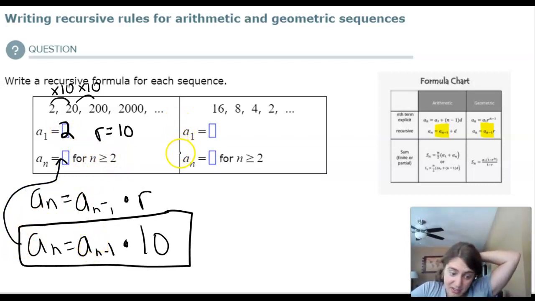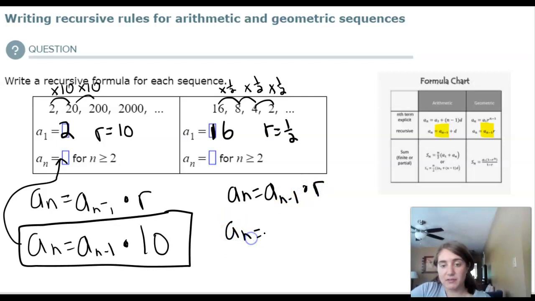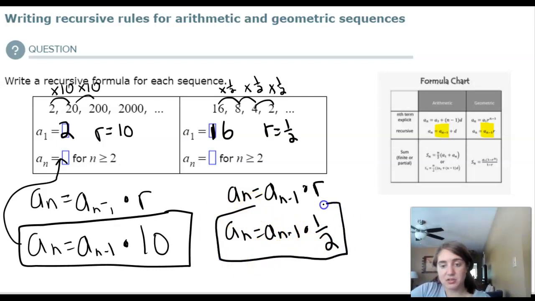Let's see what's happening with this one. Times 1/2, times 1/2, times 1/2. My a1 is 16, my r is 1/2. And all I need to fill in is my r for n is greater than or equal to 2, which basically means my second term on.